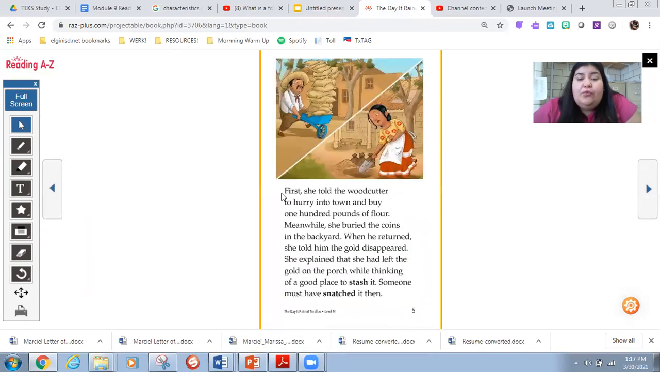So she came up with a plan. First, she told the woodcutter to hurry into town and buy 100 pounds of flour. Meanwhile, she buried the coins in the backyard. And when he returned, she told him that the gold had disappeared. She explained that she had left the gold on the porch while thinking of a good place to stash it. Someone must have snatched it then.